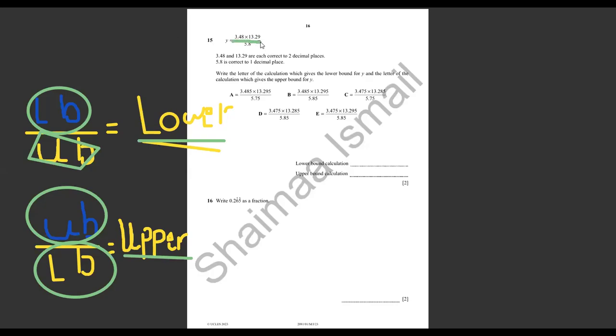Okay, let's figure out here to get the lower bound, we have to get a lower small number. So instead of the 3.48, it will be 3.475, corrected to 2 dp. Okay, and 13.29 here, it will be 13.285.